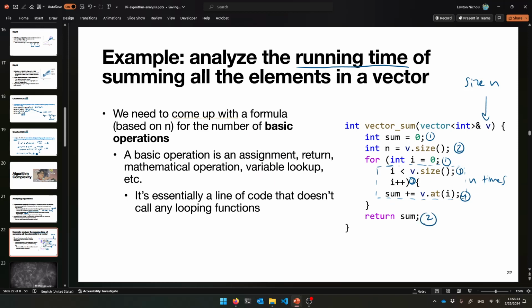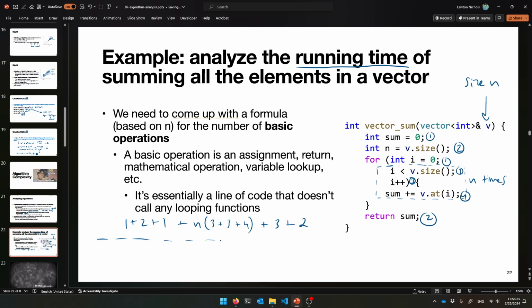So again, it doesn't really matter what your counts are, but here's kind of what we just did. It's 1 plus 2 plus 1. And then we're repeating all this n times. So it's 3 plus 3 plus 4, n times. And then also, remember that loops need to look at when i is equal to v.size, it needs to stop the loop. This needs to become false. So it needs to actually check this condition one last time. So it's really going to do this 3 basic operation thing one last time to stop the loop, and then it'll return sum, which is 2 basic operations.